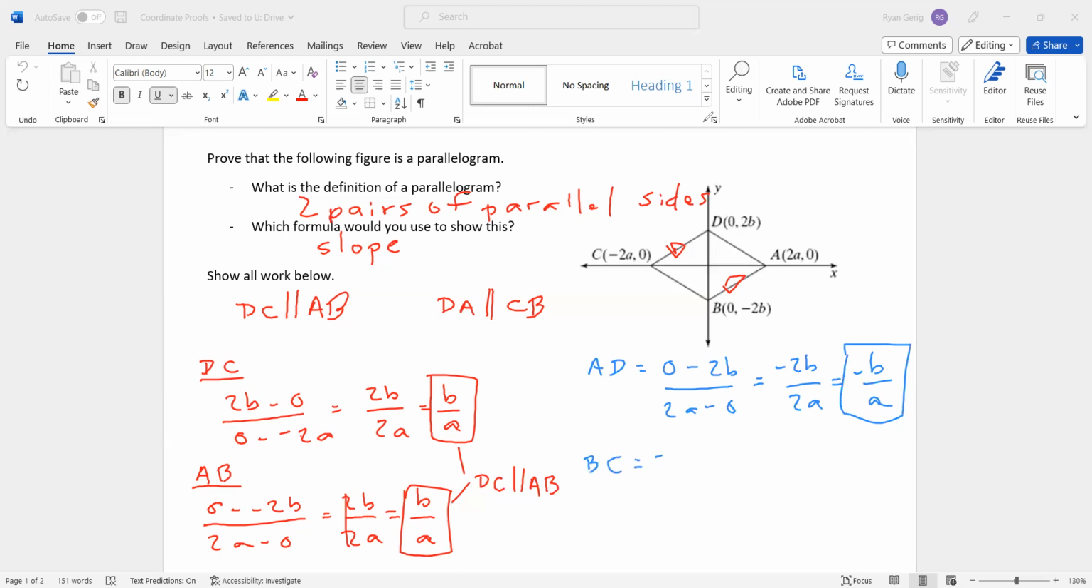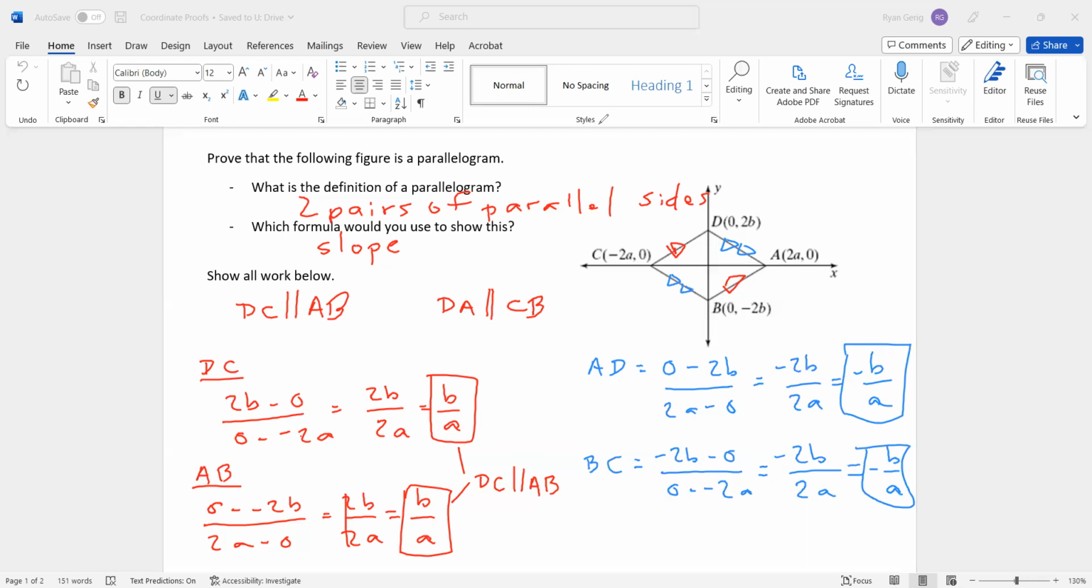So B is negative 2B for Y2 minus 0 over 0 minus negative 2A. Negative 2B minus 0 is negative 2B. 0 minus negative is positive 2A. Sure enough, negative B over A. And now I can say that these 2 lines are, in fact, parallel. In doing all that work, I've proven that the opposite sides are parallel. Therefore, this is a parallelogram.